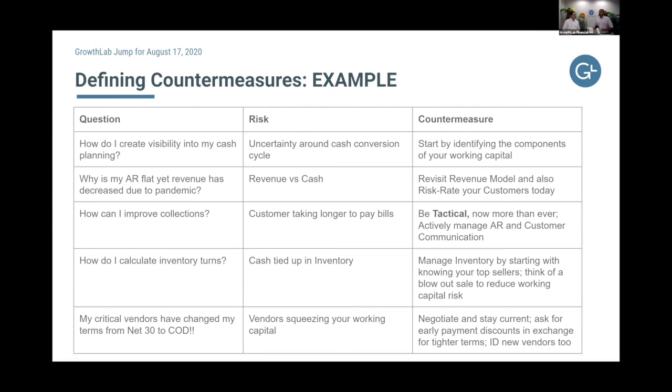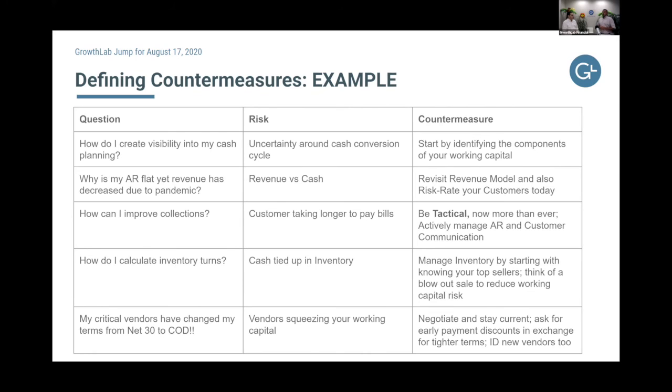It's a tough pill to swallow, going from net 30 to COD, but it does happen. So stay current, and maybe ask for an early payment discount. In exchange, sure, I'm willing to go COD, even though I know I don't have a choice with what my vendor is asking, but maybe there's an opportunity to get some pricing elasticity.